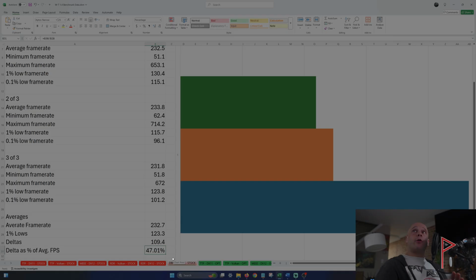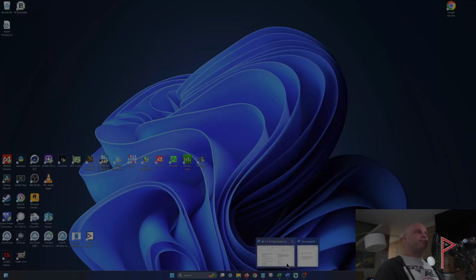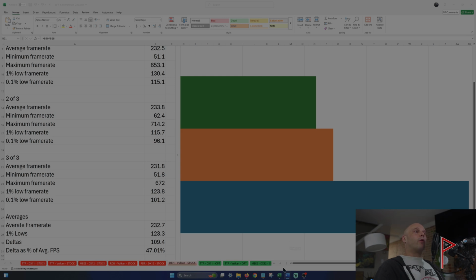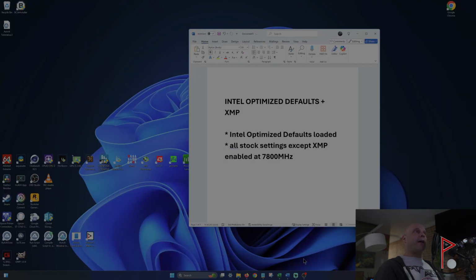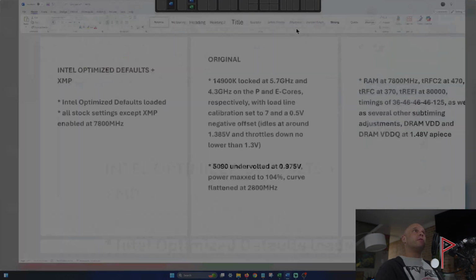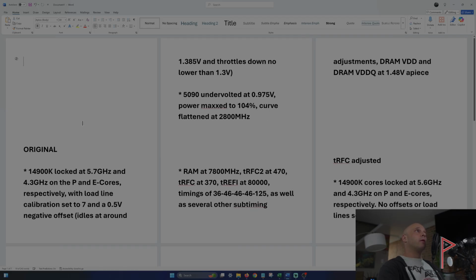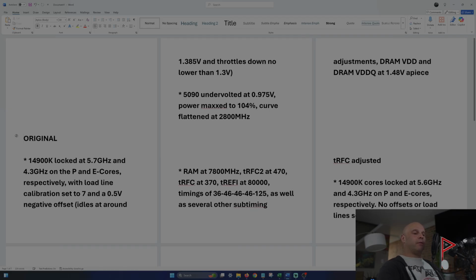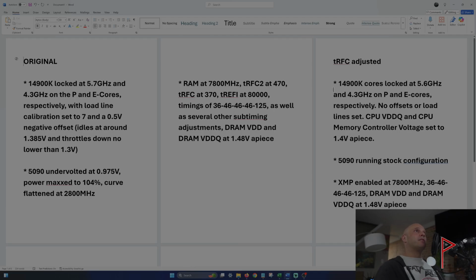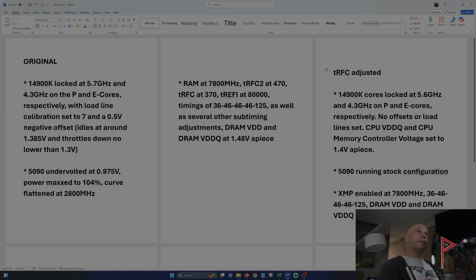So those are your stock results. Now let's review the next setting. We're going to compare those results to the optimized setting. So here we have the optimized. This is the first one that I tuned, right? So my initial tuning.